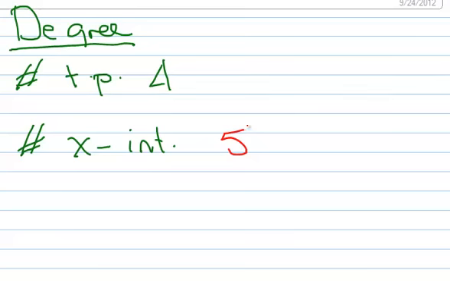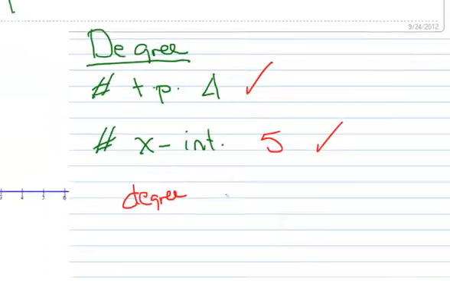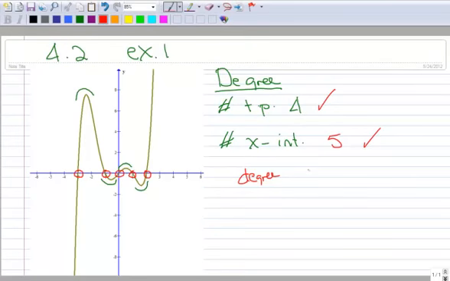You may already be able to make a guess as to what kind of degree this is, if I've got 4 turning points and if I've got 5 x intercepts. So go ahead and figure out what kind of degree that is: 1, 2, 3, 4, or 5. The end behavior might also help you if you're a little unclear.